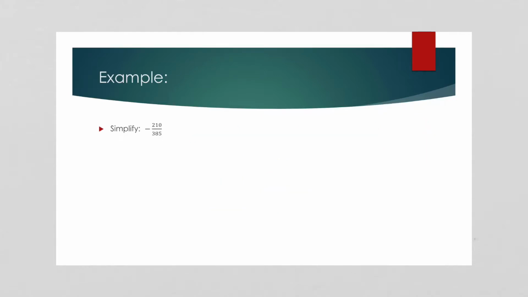Okay, on this problem right here, I look at both of those and I see that they're both at least divisible by 5. So I'm going to divide the top and the bottom by 5. And whenever I divide the top by 5, I get negative 42. And the bottom, whenever I divide it by 5, I get 77.